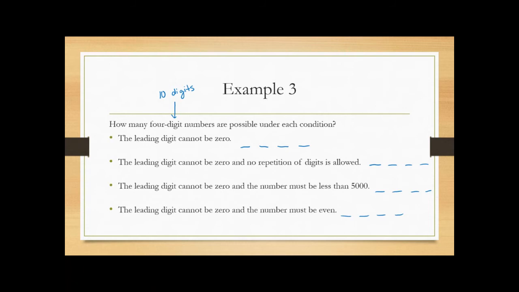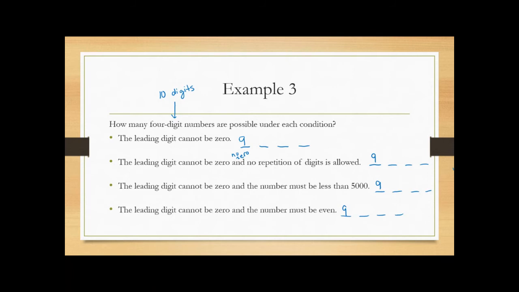So if the leading digit, the first one, can't be 0, that means instead of 10 possibilities, we have 9 possibilities, because 0 is excluded from there. Now, in all 4 of these conditions, the leading digit cannot be 0. So all of these are going to have 9 because 0 is not included. If you wanted to write a little note where you're showing your work, you can just write there is no 0 there. So we know 0 is not included, so there's 9 choices instead of 10.